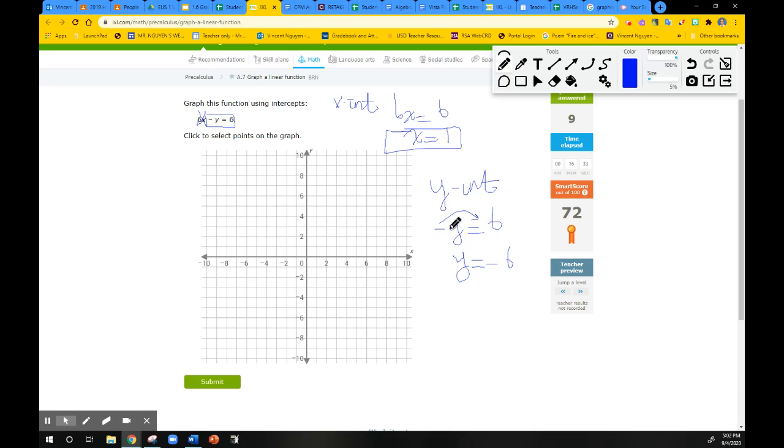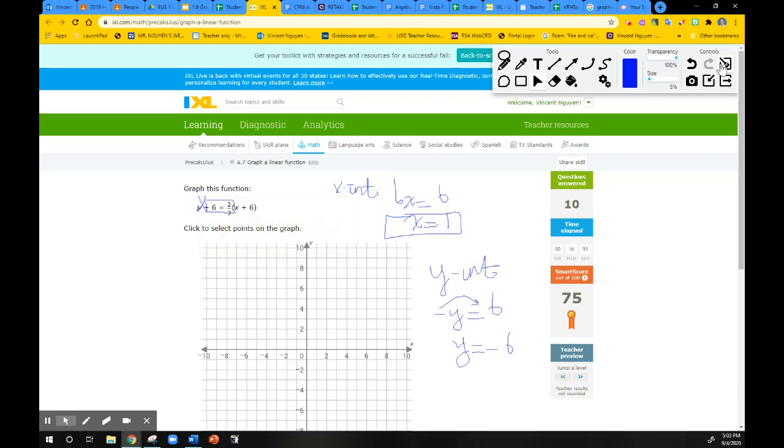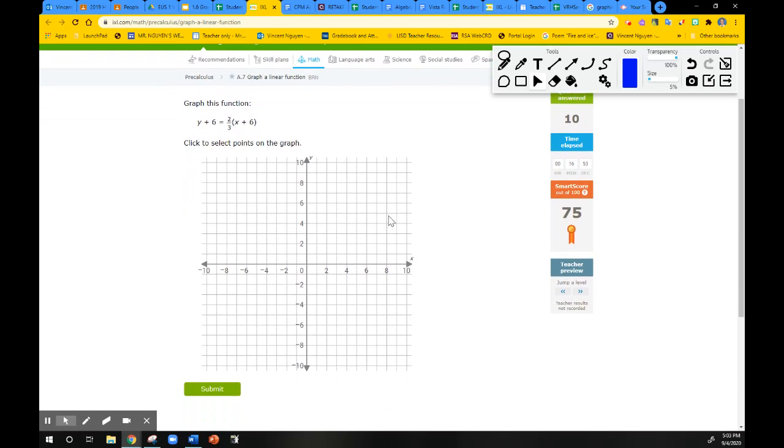So there's my y-intercept. Let's plot these 2 points. On the x-axis, it's going to be 1. On the y-axis, it's going to be -6. And voila, there's my line by intercept. So that's how you graph standard form. Okay, submit. Perfect.